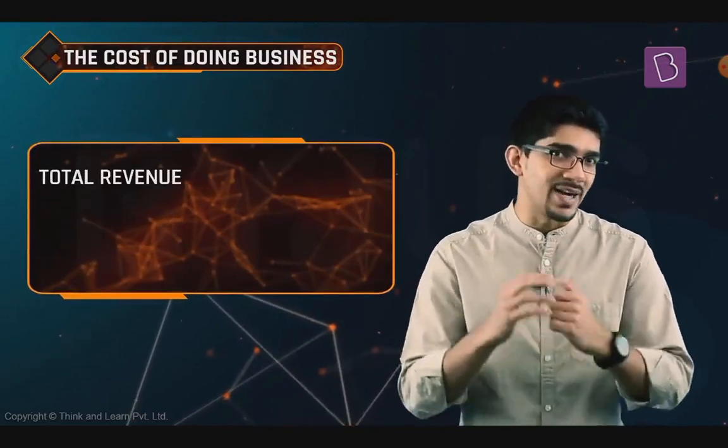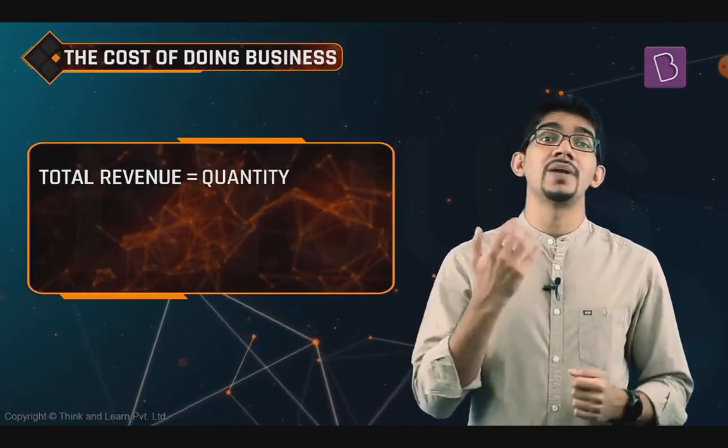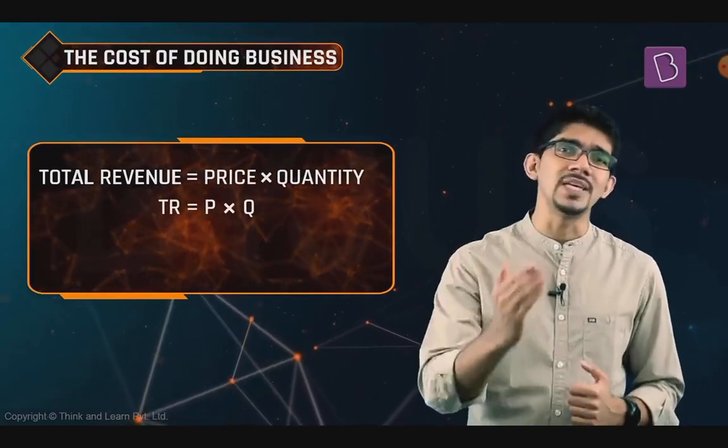To see how a firm goes about maximizing profit, we must consider fully how it measures its total revenue and its total cost. Total revenue is the easy part in this. It equals the quantity of output the firm produces multiplied by the price at which it sells its output. So TR equals P into Q.